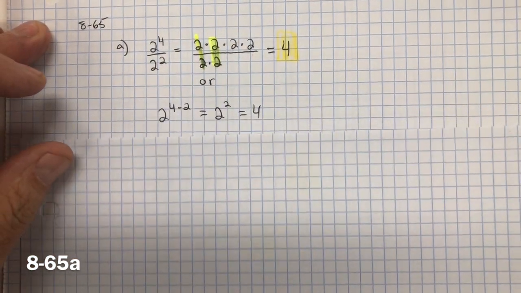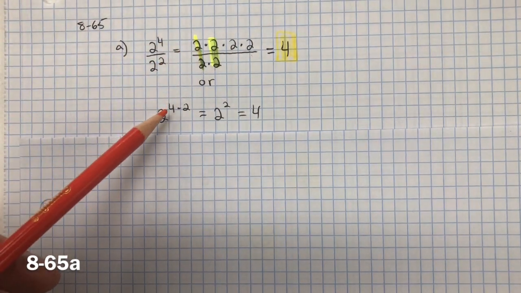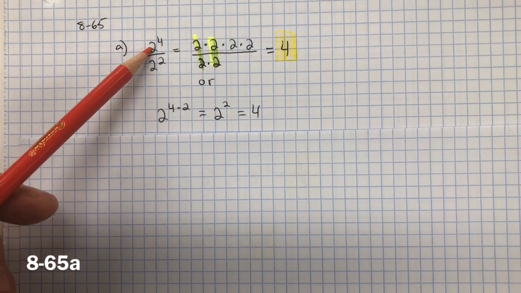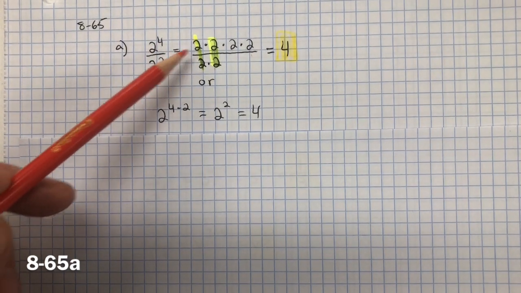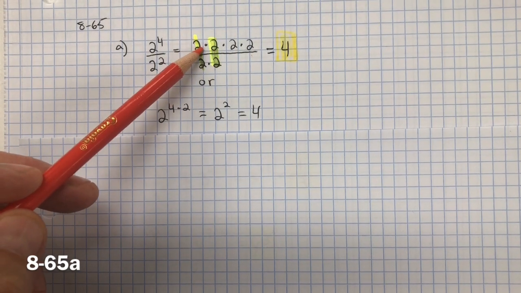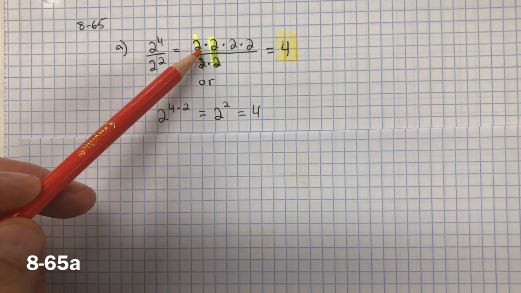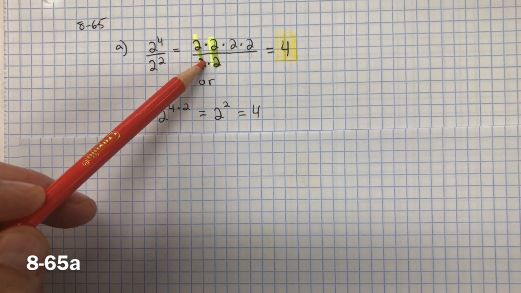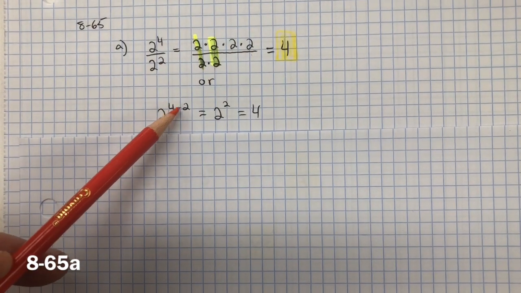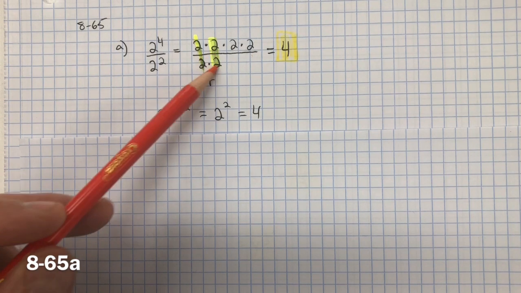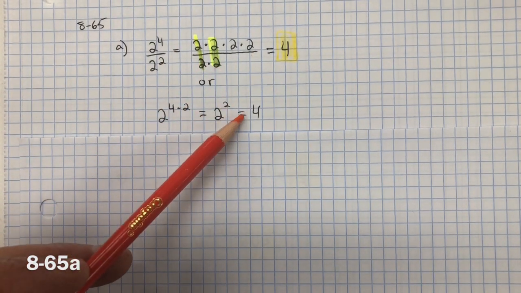The other way of doing it, not in the factored form, is doing 2 to the 4th minus 2 to the 2nd, because that's essentially what we're doing. We have the product of 4 2's here, and then we're going to take away 2 of them, and we're left with 2. So 2 to the 4th minus 2, and that's where we get these 2 by creating big ones, equals 2 to the 2nd, which equals 4.